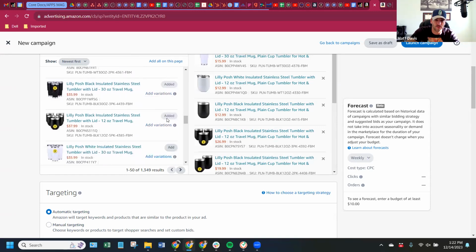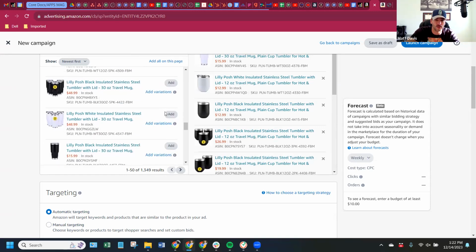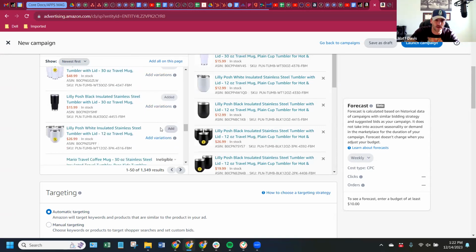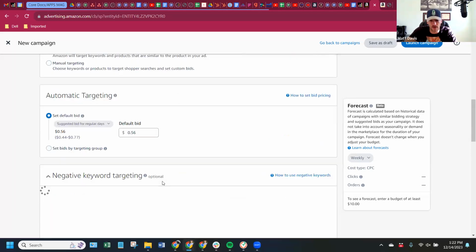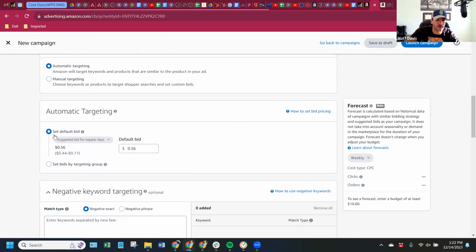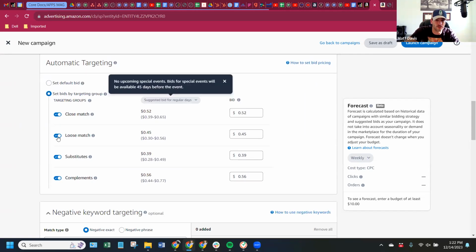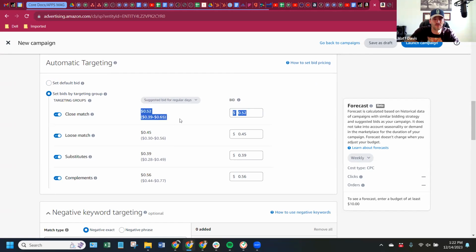So you do this with every product in your catalog. Because this is a demo, I'm just going to grab a few of these. You want to make sure they're in stock and they don't have any little warnings that say they're not going to be delivered. So let's just say that was the entire catalog. Automatic targeting, always set bids by targeting group. And now you can see, based on what we've selected, Amazon is going to give you some suggested bids. Anybody who's watched any of my videos before or Steven's videos knows that I typically favor using the suggested bid as a good watermark to get you started. Not with these. You're going to throw that all the way out.